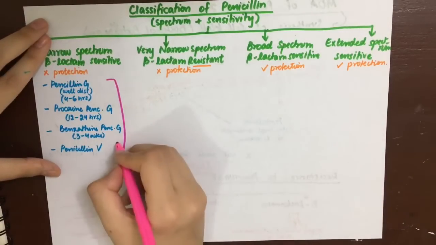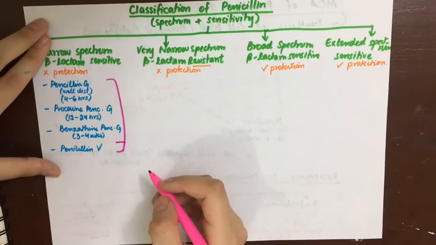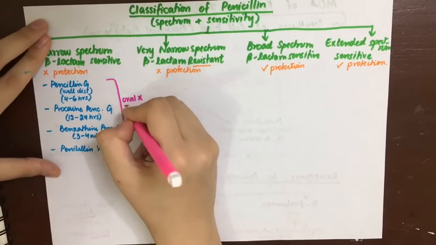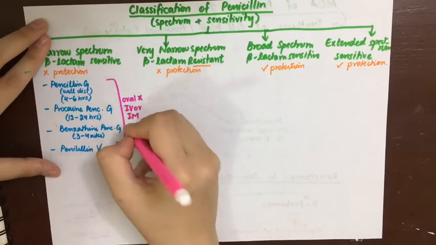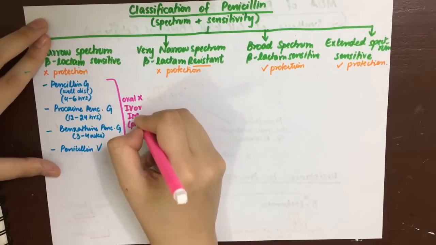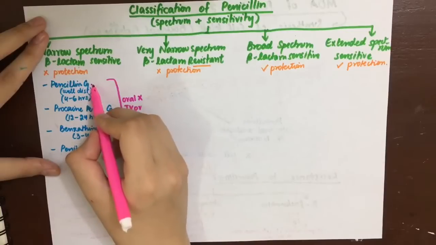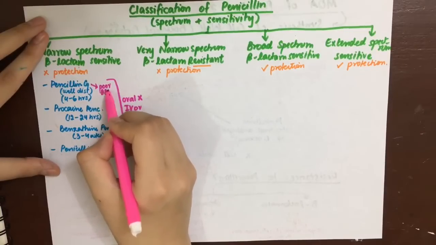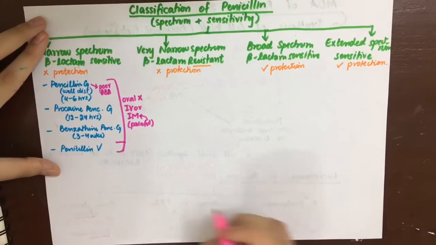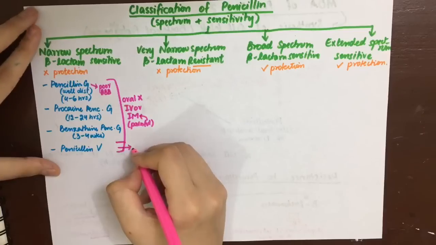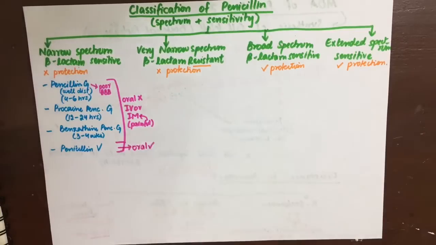Now, among these, the first three, penicillin G, procaine penicillin G, and benzathine penicillin G, are not effective orally because they are acid labile. That means they are destroyed by the gastric acid. So they can be given IV or IM, but the IM injection is painful. Penicillin V is acid resistant and it can be given orally.